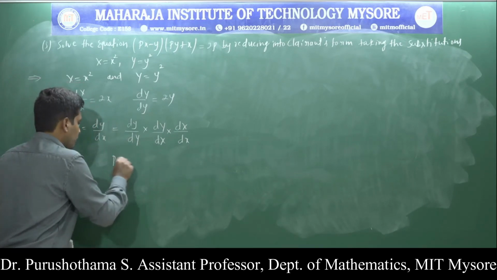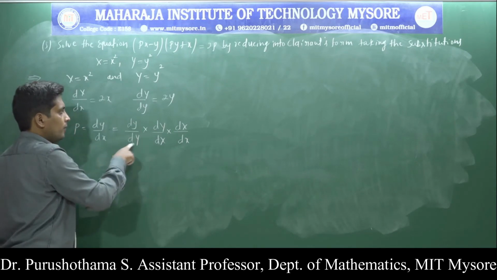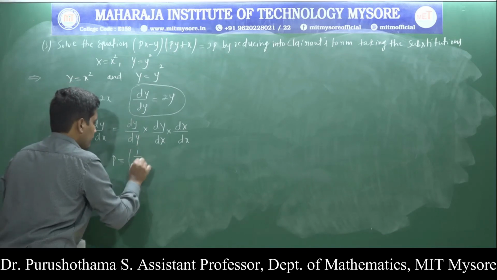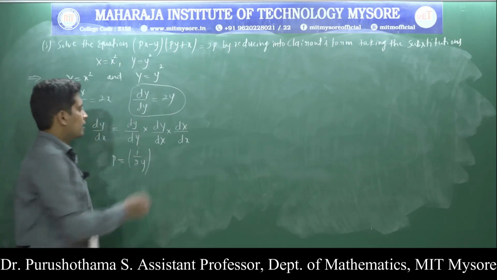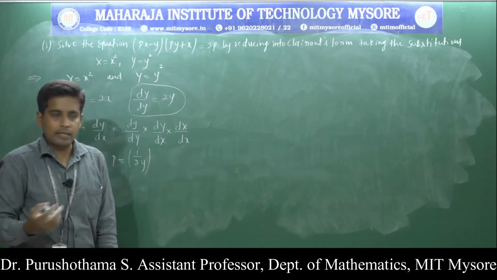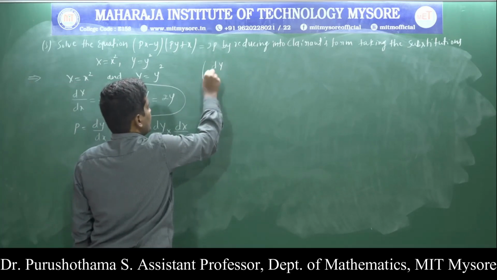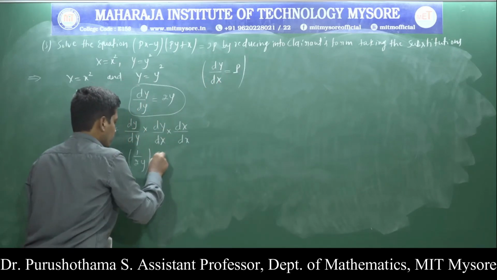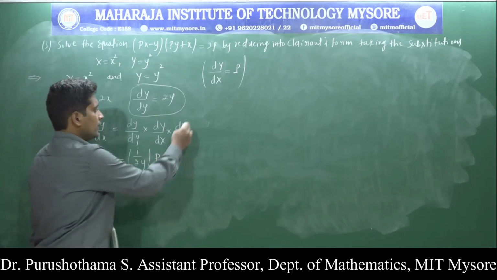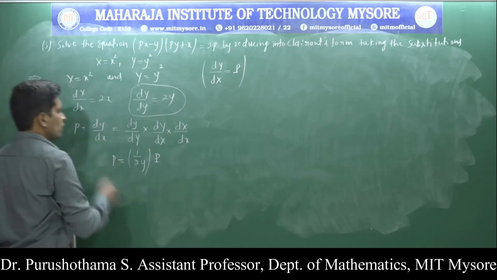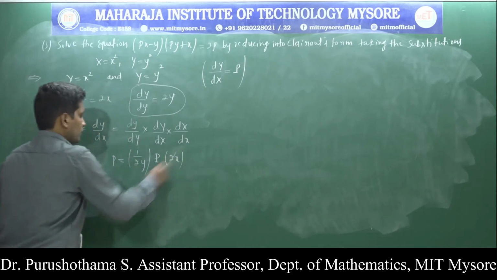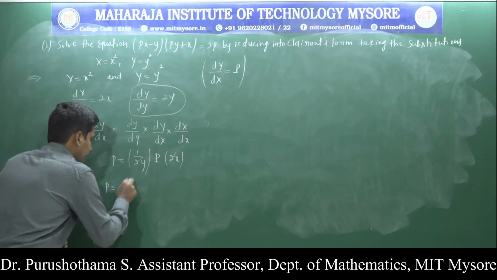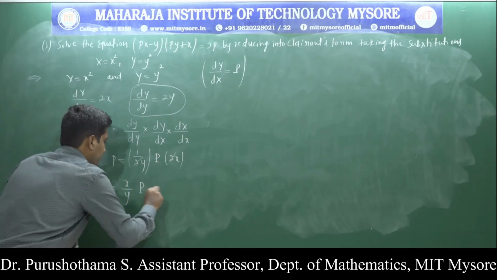Therefore, small p is equal to dy divided by dY, which is the reciprocal of 2y, so 1 by 2y, times dY divided by dX, which for the time being is denoted by capital P, times dX divided by dx, which is 2x. Here the 2 gets cancelled. Therefore, small p is x by y into capital P.